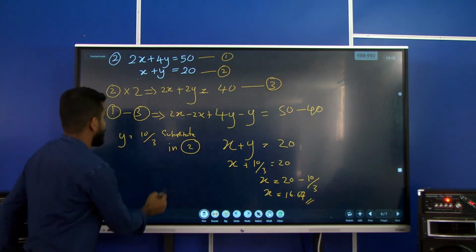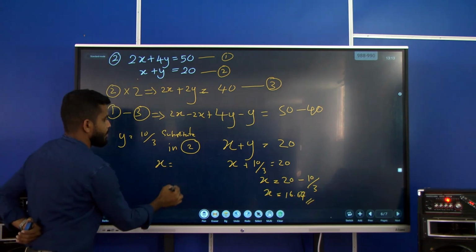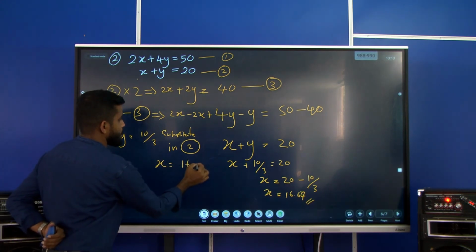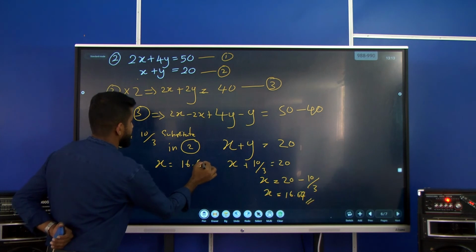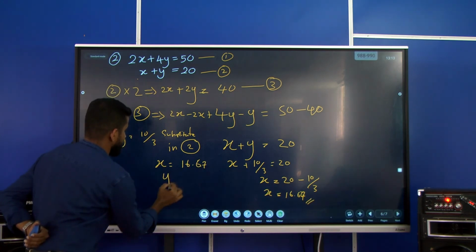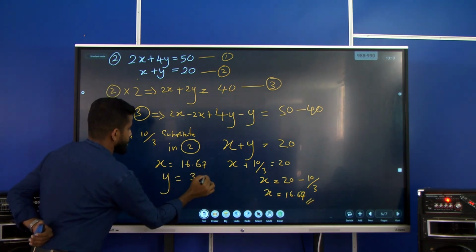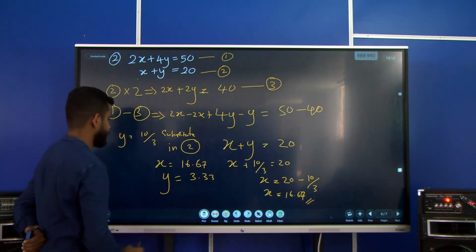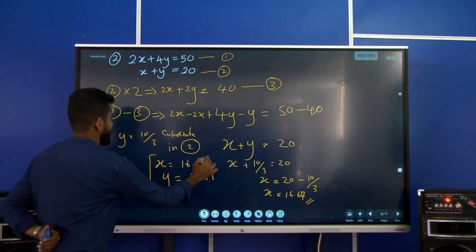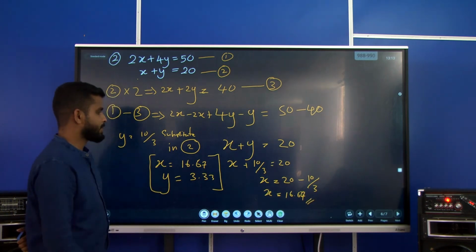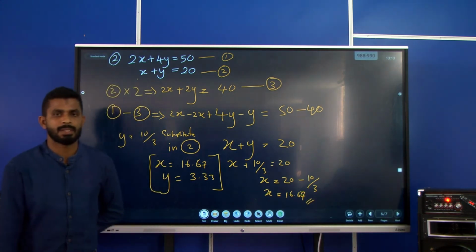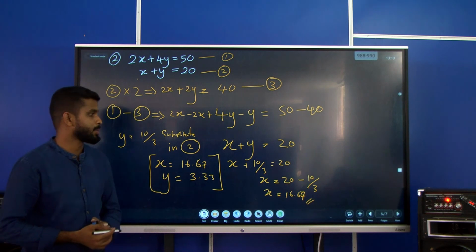Then finally, check: x is equal to 16.67 and y is equal to 3.33. And this would be the final solution for this simultaneous equation question.